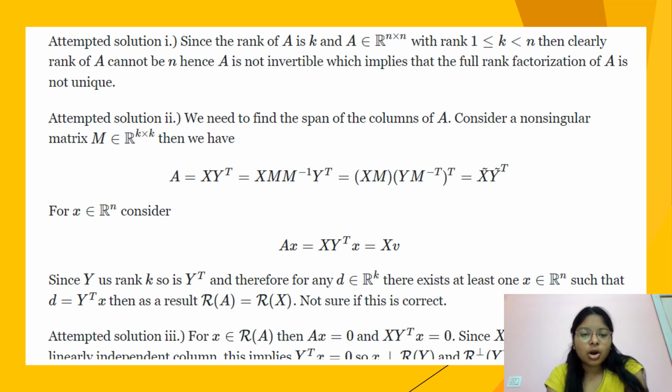For x belongs to R to the power n, consider A x is equal to x y transpose x, which is equal to x v. Since y has rank k, so does y transpose, and therefore for any d belongs to R to the power of k, there exists at least one x belongs to R n such that d is equal to y transpose x. Then as a result, range of A is equal to range of x. So we have attempted solution 3 also.